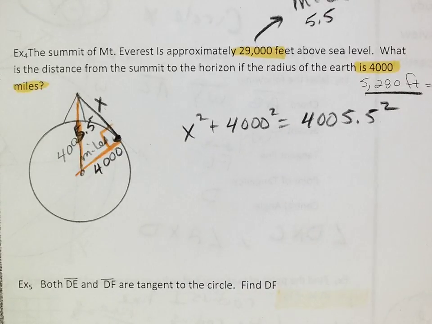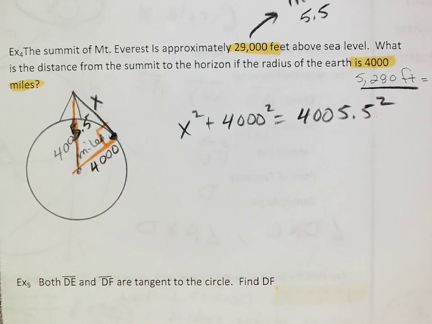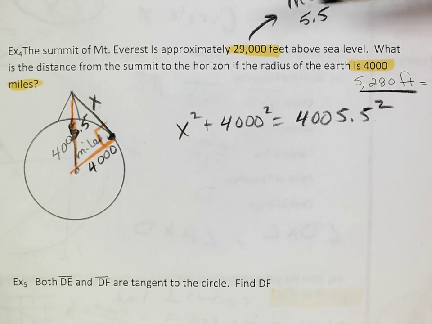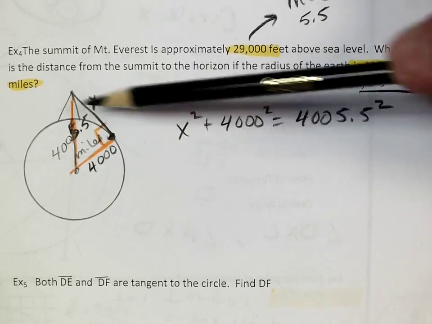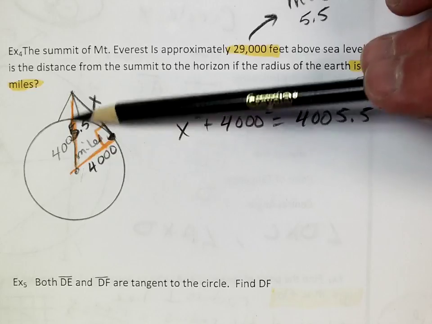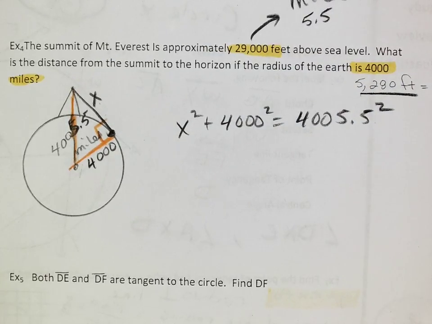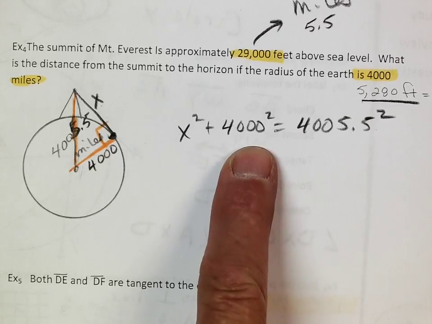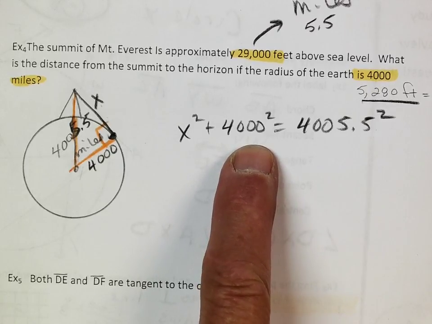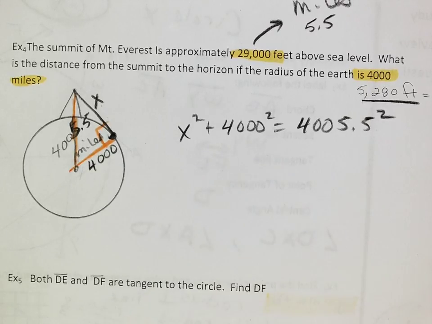I want to make sure everybody can do this. There's a couple of tricks to doing this problem. One is realizing, again, 4,000, 4,000. The second thing is I had to change Mount Everest into miles, so the length of this is the 4,000 plus the 5.5. Now, to make this easy, these are going to be huge numbers, so watch me do it in the calculator. I'm going to do the whole thing in the calculator.